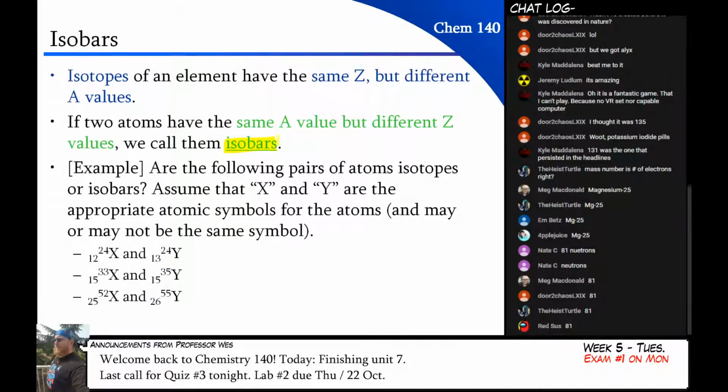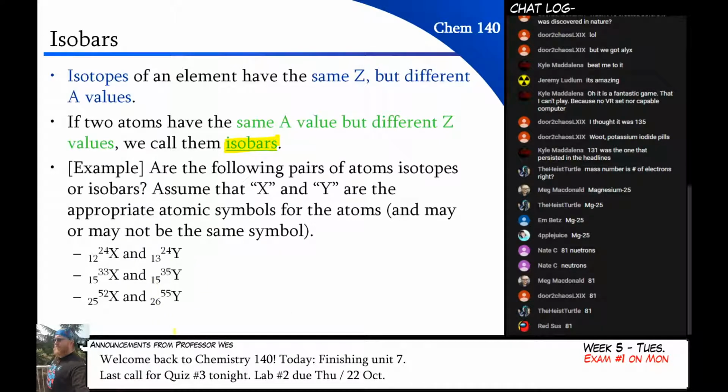What that means is I can't use physics to differentiate them. If I were to put atoms on a scale, they would weigh the same thing. But I can use chemistry because cobalt and nickel have different reactivities because they have different numbers of electrons. So isobars are particularly obnoxious when it comes to doing physical applications because we can't really isolate them physically. Isotopes are obnoxious because they're hard to separate chemically because they have the same chemistry.